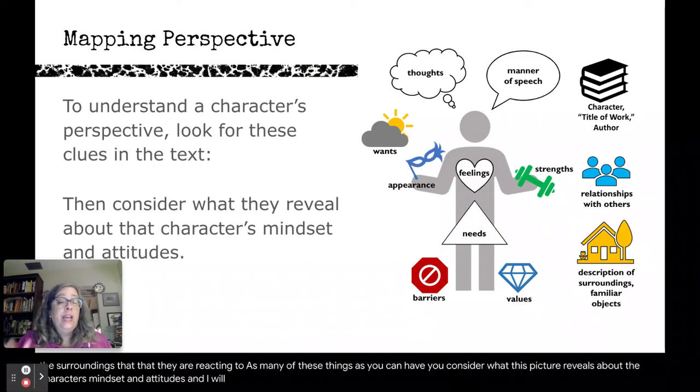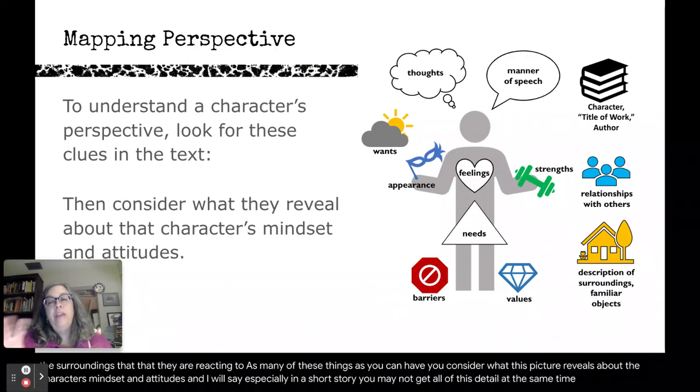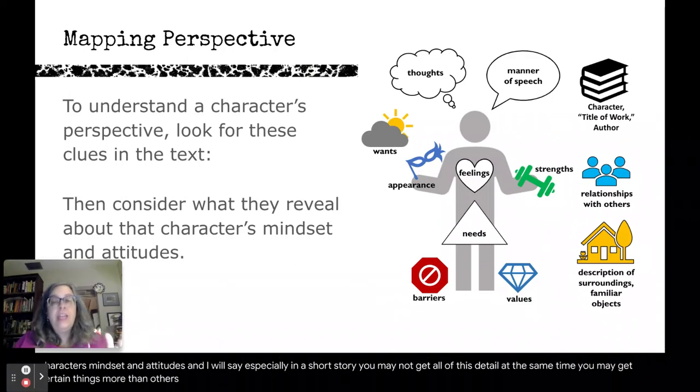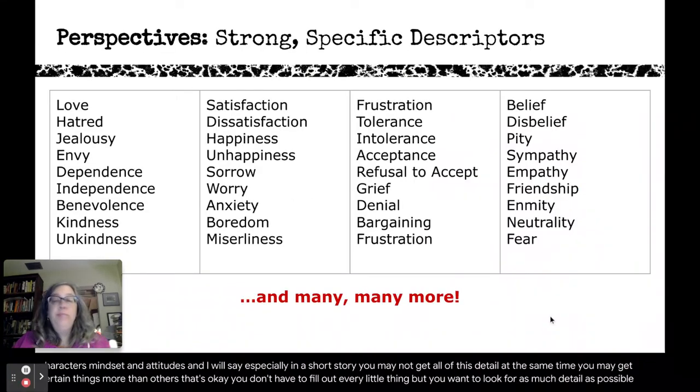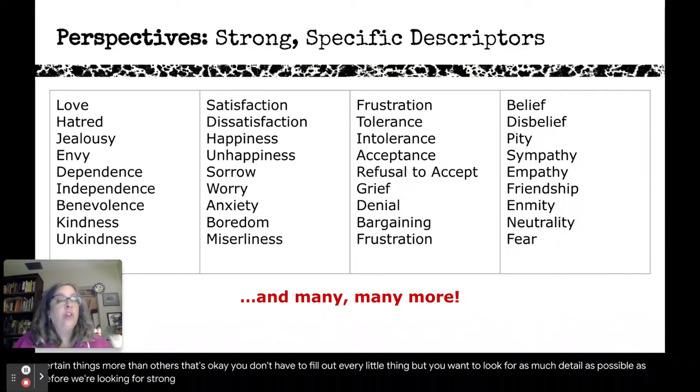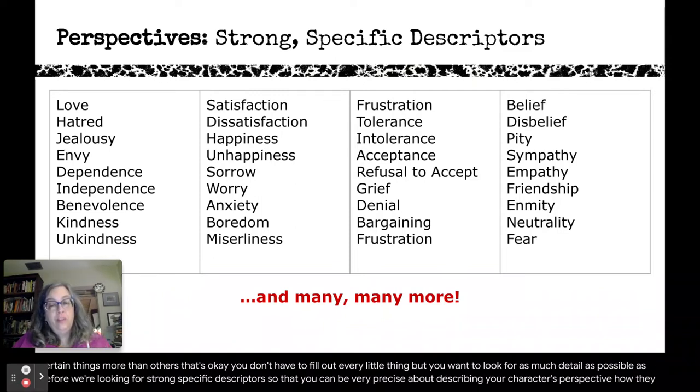And I will say, especially in a short story, you may not get all of this detail at the same time. You may get certain things more than others. That's okay. You don't have to fill out every little thing, but you want to look for as much detail as possible. As before, we're looking for strong, specific descriptors so that you can be very precise about describing your character's perspective, how they see the world.